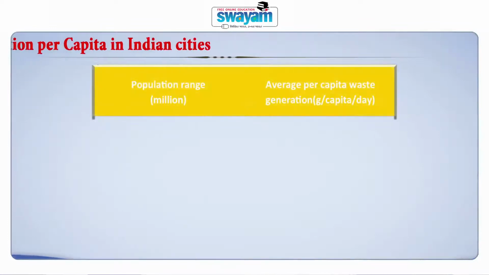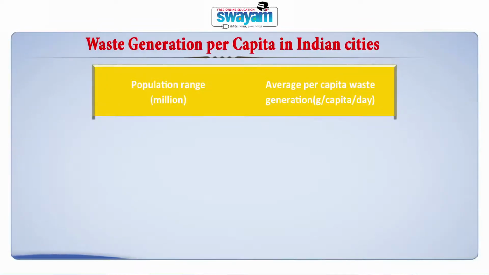As I told you earlier, population plays an important role in determining the rate of waste generation. NEERI in 1995 gave the per capita waste generation by people in one day.